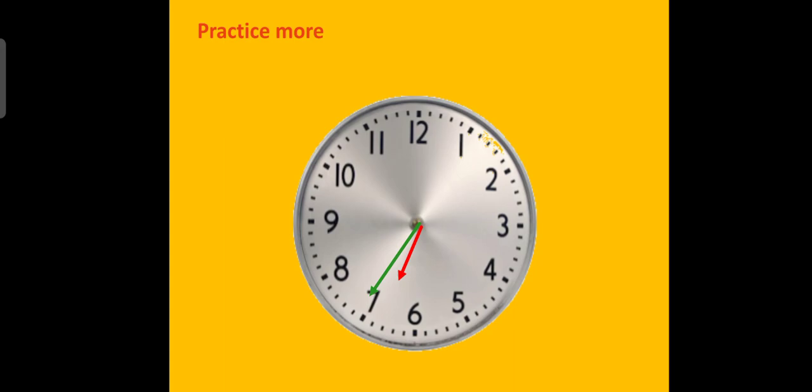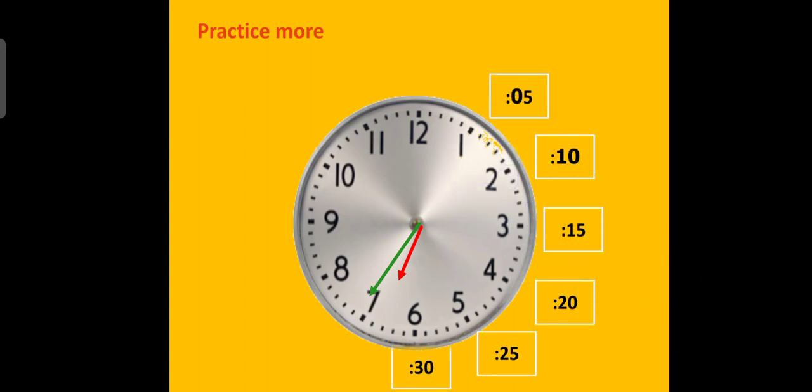Practice again. Now how many minutes do we have? 5, 10, 15, 20, 25, 30, 35. Stop. 7 represents 35 minutes. And how many hours? The short hand is between 6 and 7. It didn't reach 7, so it will be 6 hours 35 minutes.